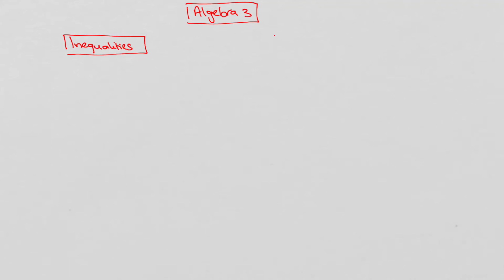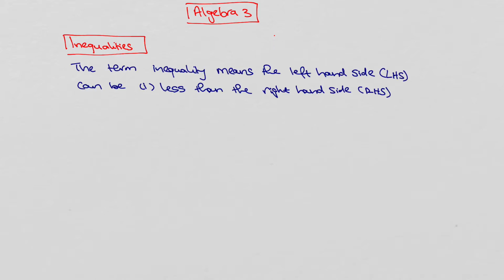Algebra 3, Inequalities. So in Algebra 2 we were mainly focusing on equations where the left-hand side was equal to the right-hand side, and we were then using some sort of knowledge to try and solve the equation. So what does an inequality mean then? Well, it means that the left-hand side can be less than the right-hand side, or it could be greater than the right-hand side, or of course it could be equal to the right-hand side.